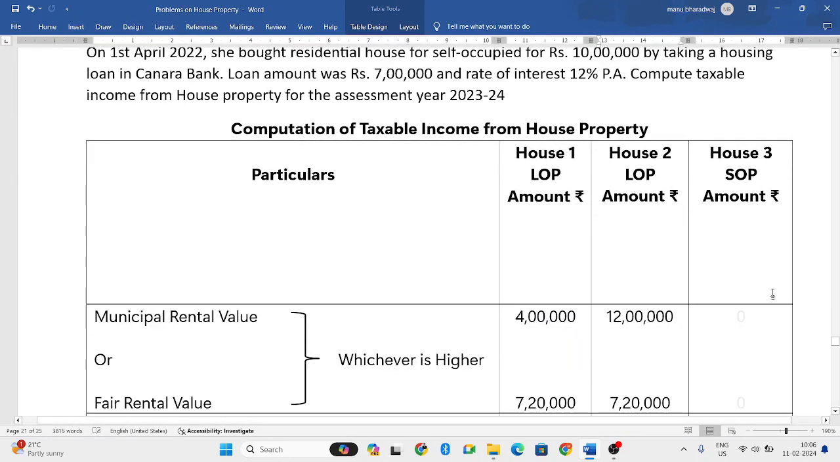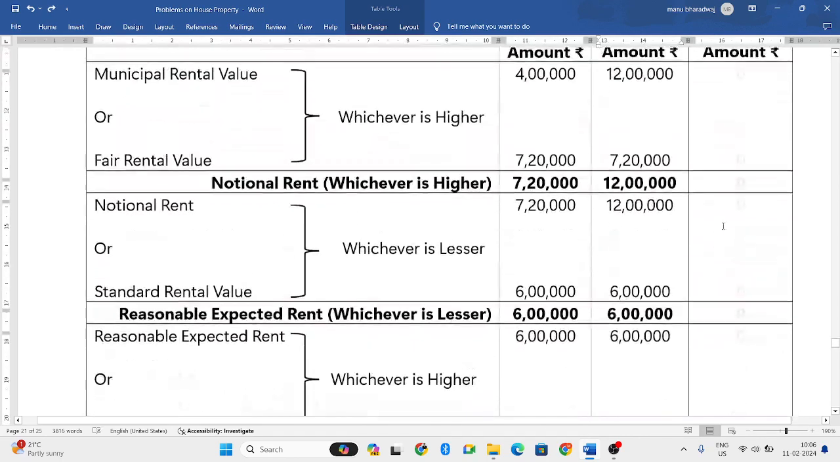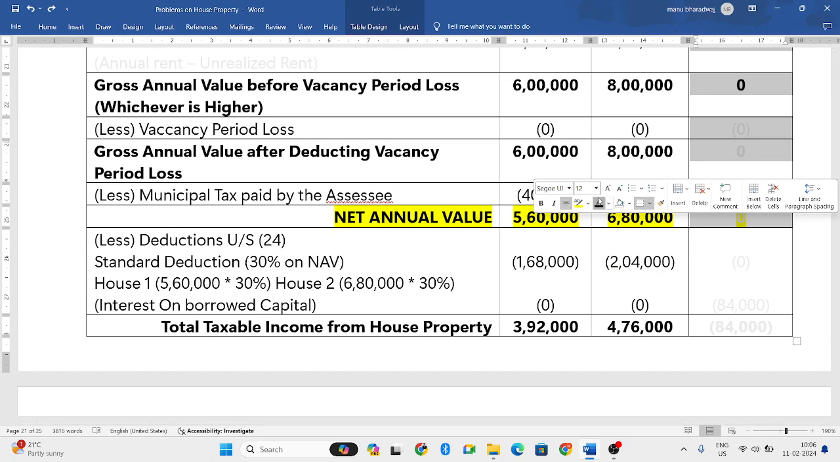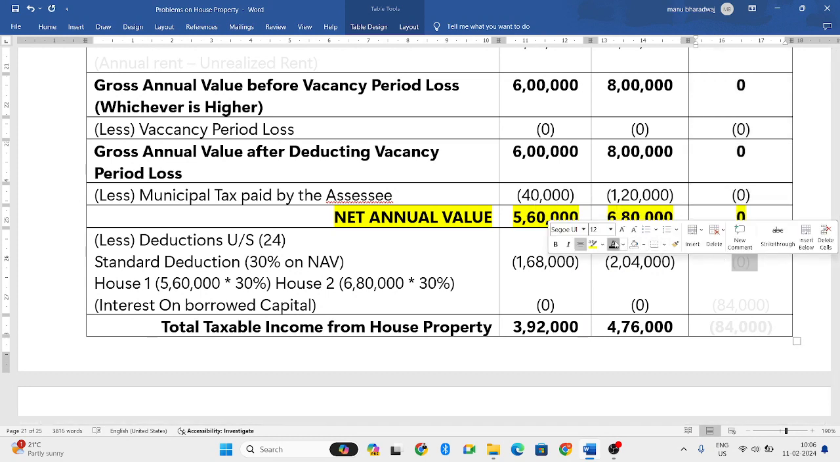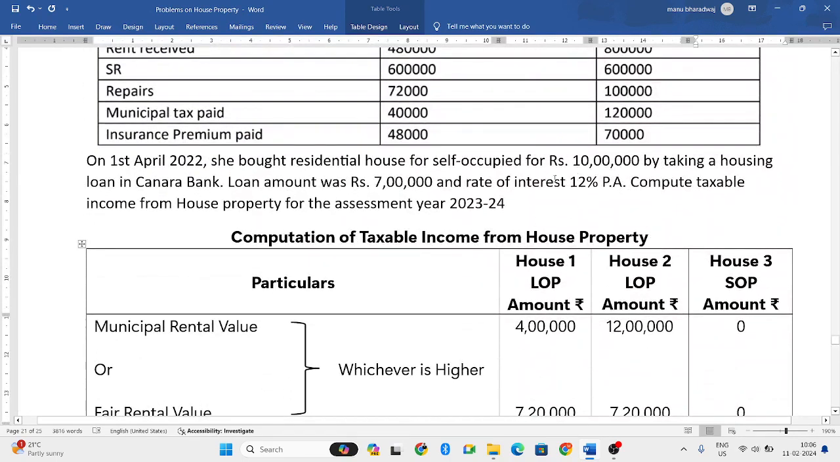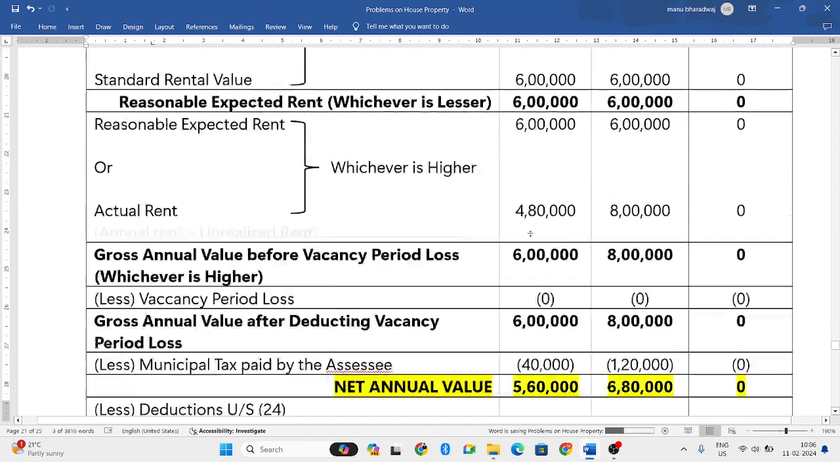Now the third property is self-occupied. Till NAV everything will be 0. So there is no standard deduction because there is no NAV; 30% of 0 is 0 only. But interest on borrowed capital we have to give, because she has taken a 7 lakh rupees loan at 12% interest.